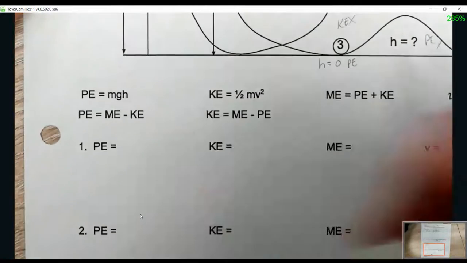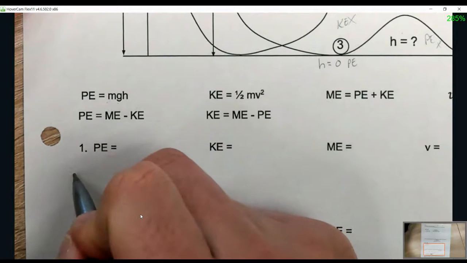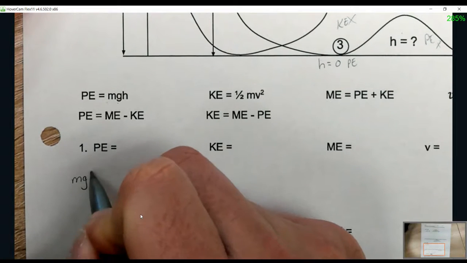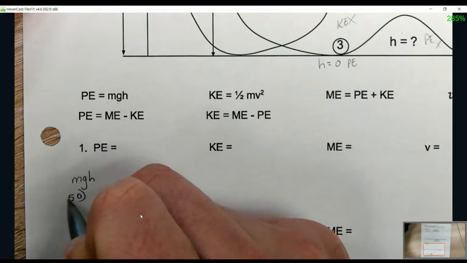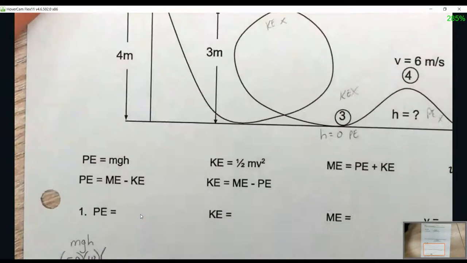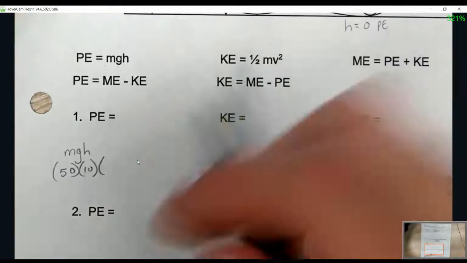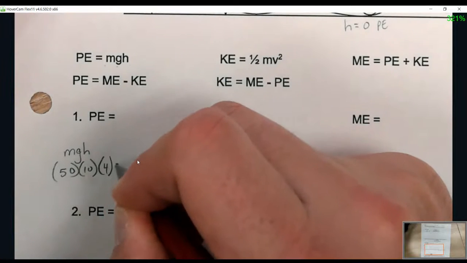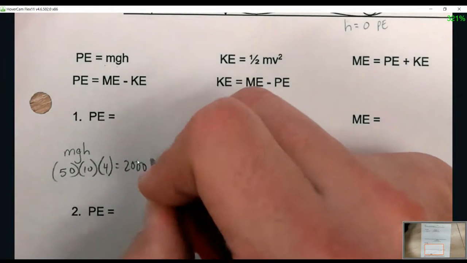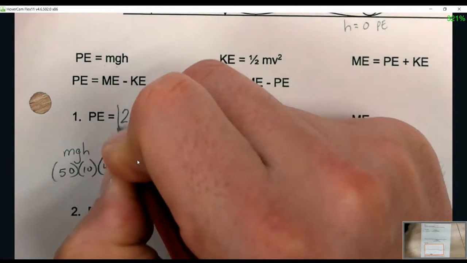So at point 1, we're going to take the equation mass times gravity times height. The mass is 50. For gravity, we're using 10. H has a height of 4 meters. So with that, we're going to multiply all of these together, and you're going to get 2,000 joules. So the potential energy at point 1 is 2,000.